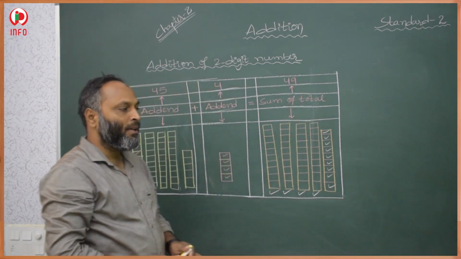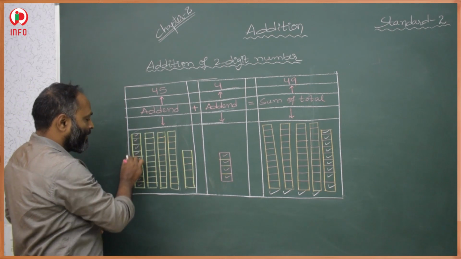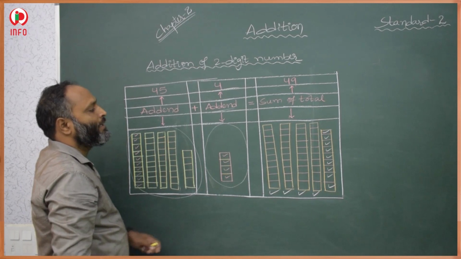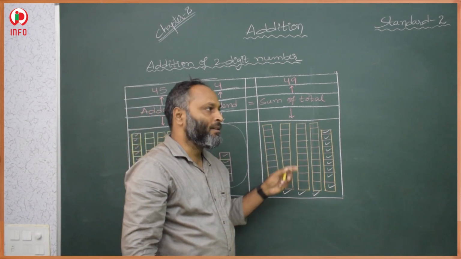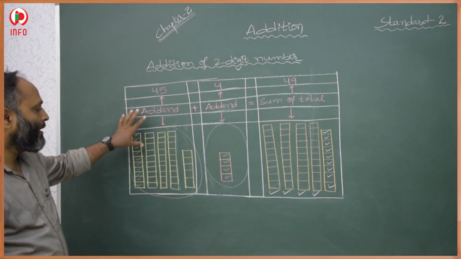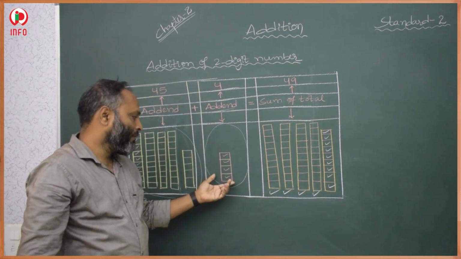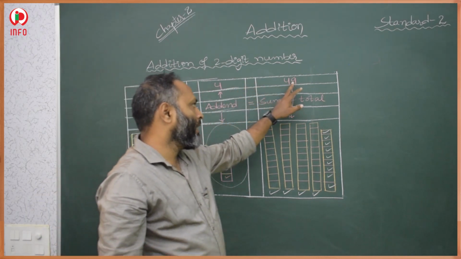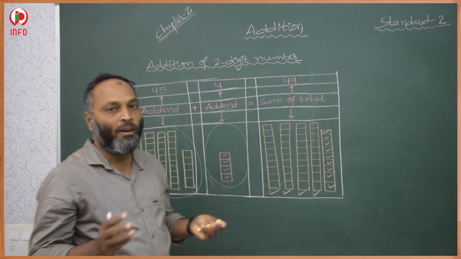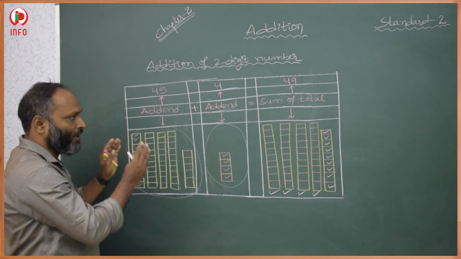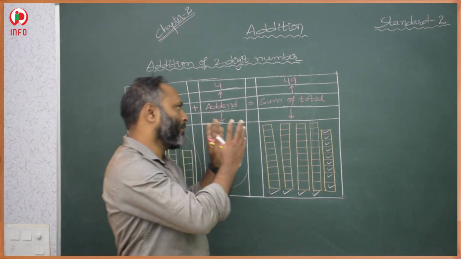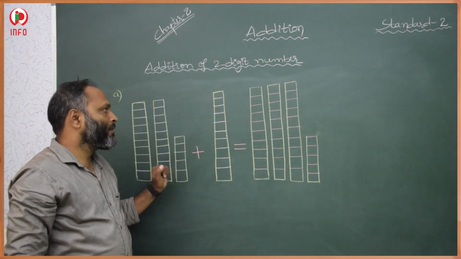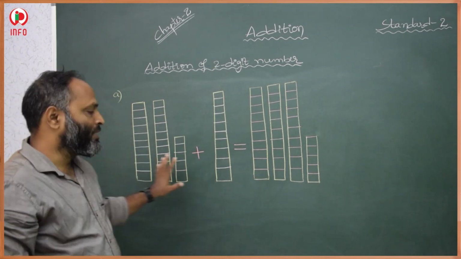This is our first addend. This is our second addend. This is our sum. In the first addend there are 45 blocks, in the second 4. If we add 45 and 4, the final answer is 49. If we add two addends, that is 45 and 4, the sum is 49. This is our answer.